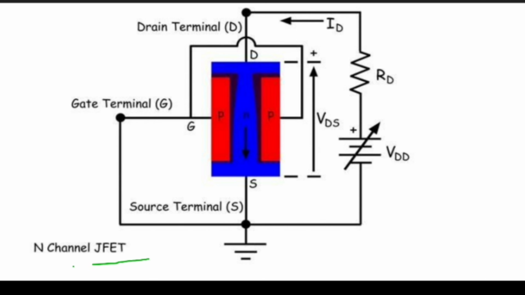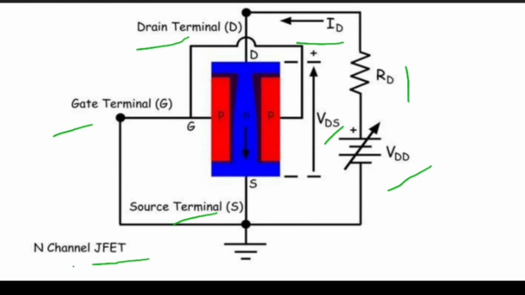This diagram gives the N-channel JFET. Here the drain and gate terminals are given, and the source terminal, with the P, N, P regions. The drain current ID, resistor, and voltages are given here, and they are connected to ground. So you can draw this diagram.